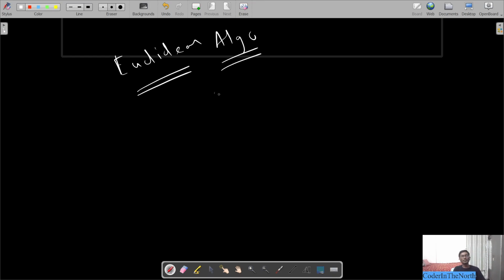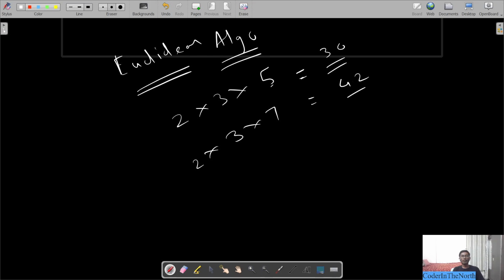Let me create two numbers here. Let's generate them: 2 into 3 into 5, and 2 into 3 into 7. What will this be? It will be 30, and it will be 42. Okay, I have two numbers.